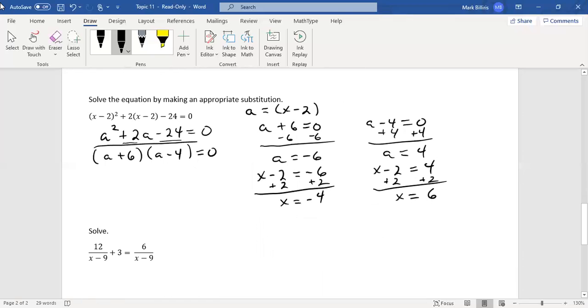Now let's look at some rational equations. So we have fractions in an equation. So again, what we want to do is clear the fraction. So what I'm going to do is put parentheses around the x minus 9s. And next, I'm going to multiply each term by my common denominator, which is x minus 9.